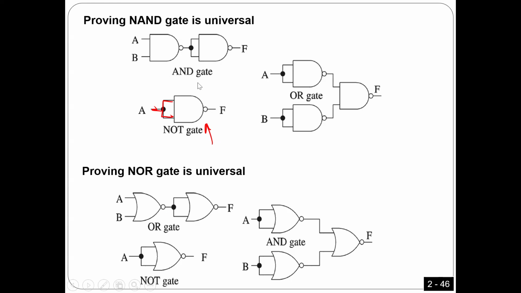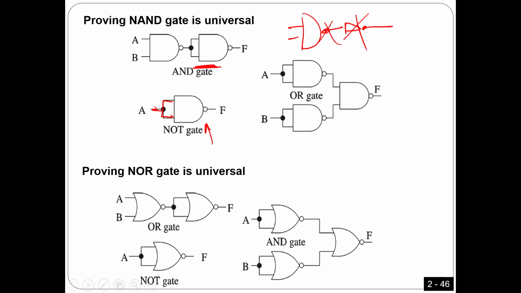Using NAND, I can make AND easily. How can you make AND easily? Okay, so here, this is NAND, and then I put an inverter after that. So this inverter is gonna cancel this inversion. So it is like, you have here NAND, and then I put an inverter. So this inversion cancels this inversion. So it's gonna become AND again, okay?